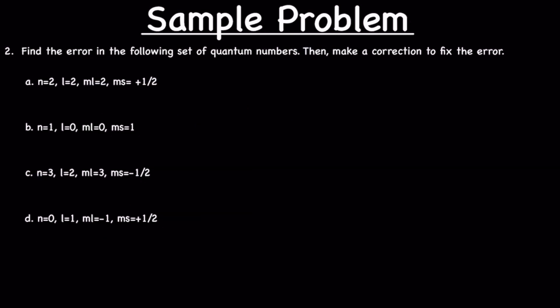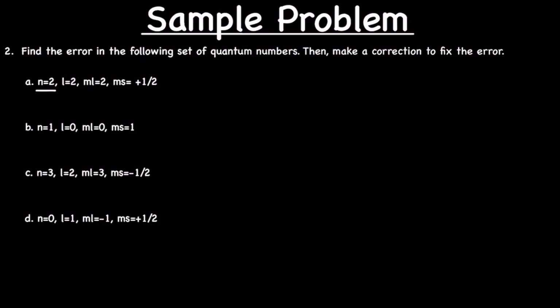Wonderful. This problem is now telling us to find the error in the following set of quantum numbers, then make a correction to fix the error. So first and foremost, with number A, we have n equals 2. That's given, and now we just have to see how L, ML, and MS compare.